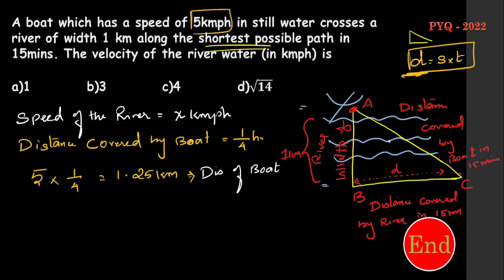Now, where is the distance of the boat? This is AC. So AC is equal to 1.25 kilometer. We found that. Then the width of the river AB. The width of the river AB is equal to what? 1 kilometer. So I got AC and AB distance. Now we can use the Pythagoras theorem here.